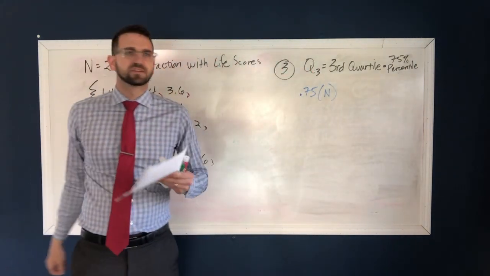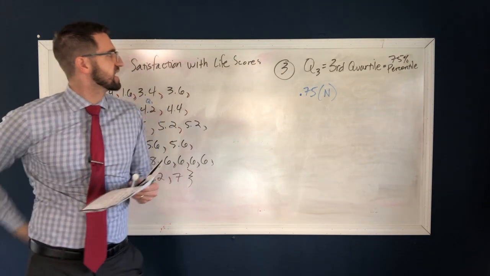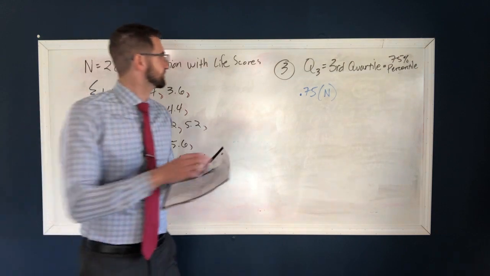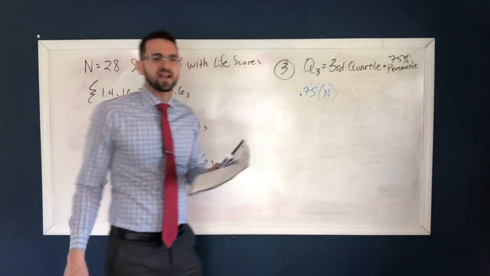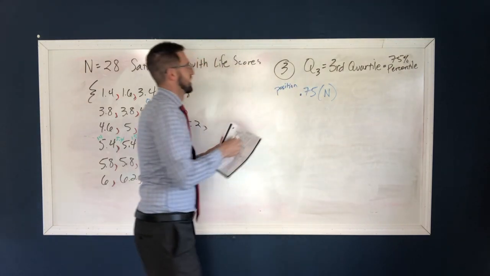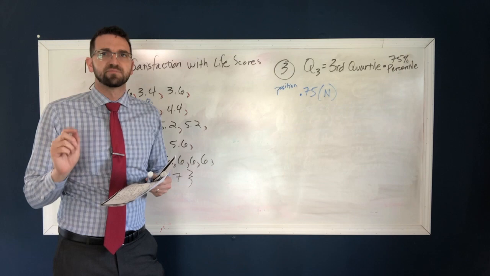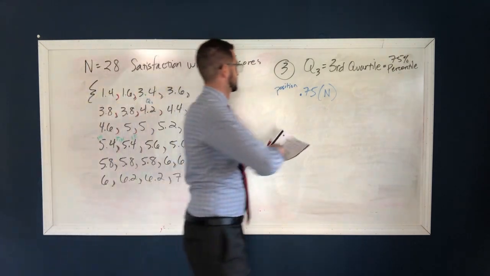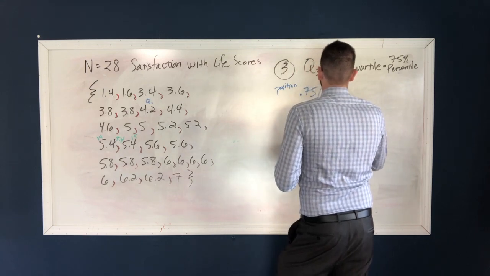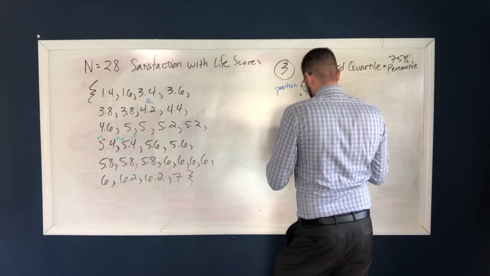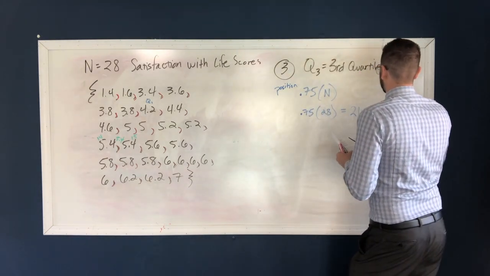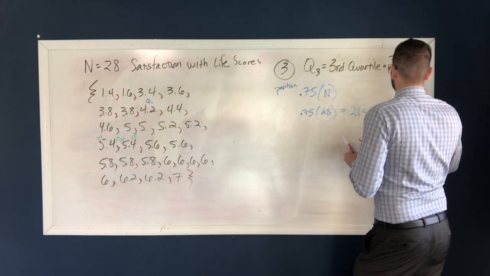Okay, so now we're talking about the Q3, also known as the third quartile and the 75th percentile. So the equation to find the position of the Q3 is 0.75 multiplied by n. .75 multiplied by 28 is going to give you the 21st position.